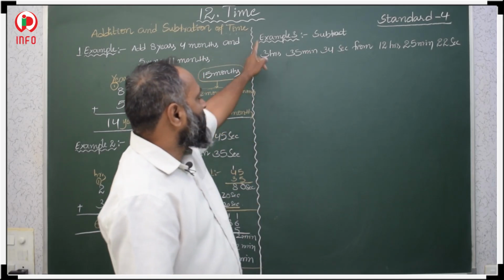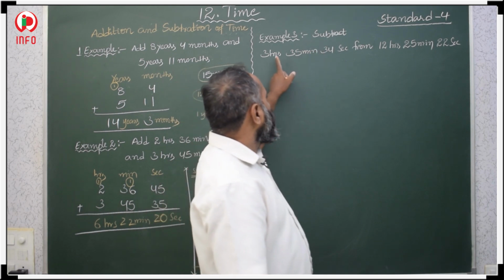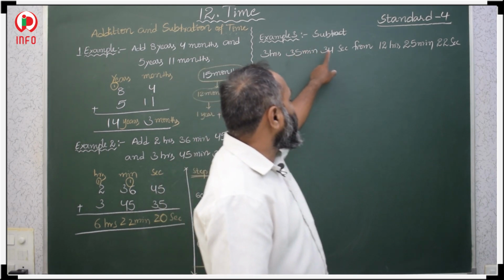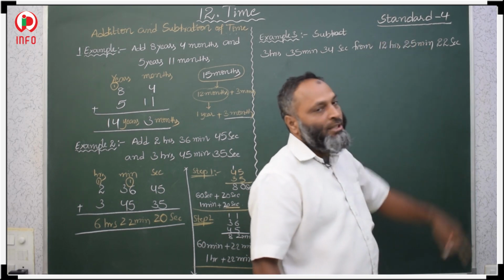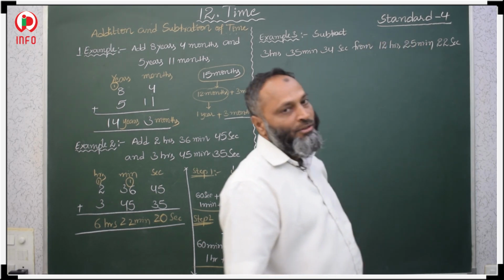Now, the next concept, subtract. 3 hours, 35 minutes, 34 seconds from 12 hours, 25 minutes and 22 seconds. From means from value we should take.